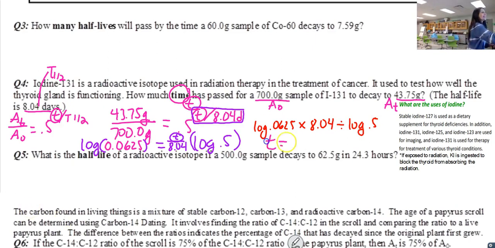Did you get that T is equal to 32.2? This is in days, because my 8.04 was in days, so this must also be in days. Did you get that answer? Hopefully you got that. The next question is asking for half-life, which means now I'm solving for T_1/2 instead, but it works exactly the same way. I just wanted to give you a little bit of an idea of that.